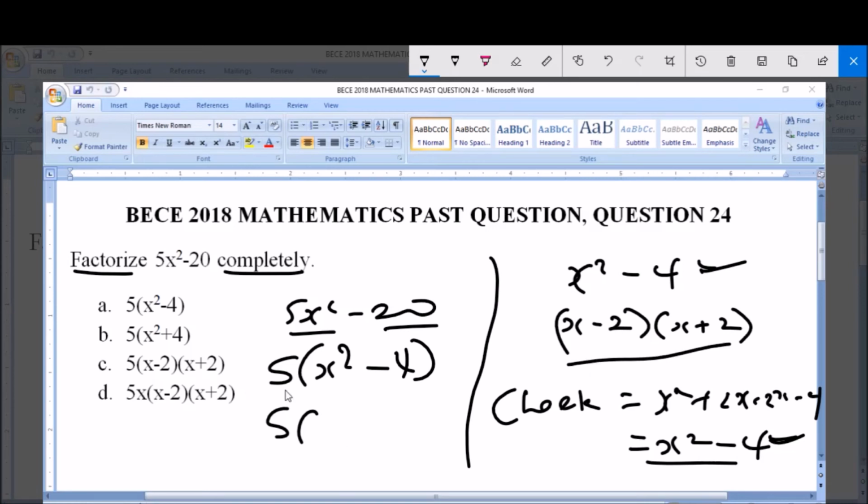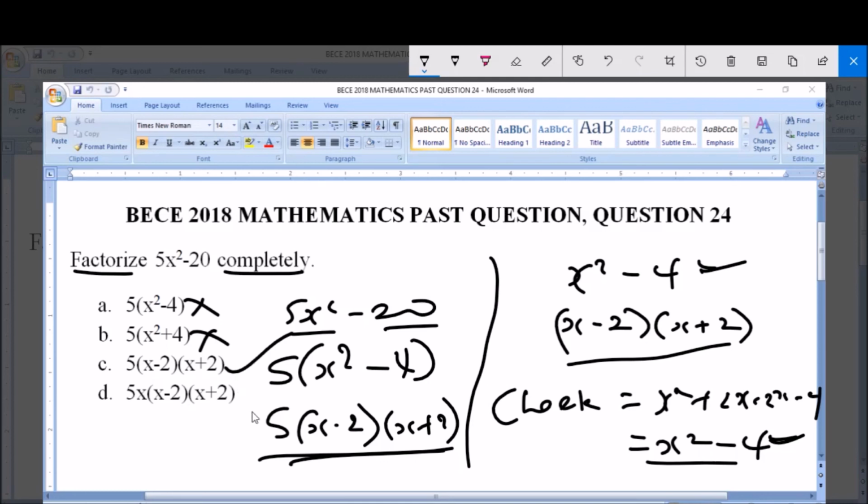So therefore we say 5 into x minus 2 close brackets x plus 2. Now this is the final answer. We've completely factorized this. Now which of the options here correspond to our answer? Option A says 5 into x squared minus 4, which is wrong. B says 5 into x squared plus 4, which is wrong. C says 5 into x minus 2 into x plus 2. This is very correct. And D says 5x into x minus 2 and into x plus 2, which is wrong. So our correct answer to this question is option C.